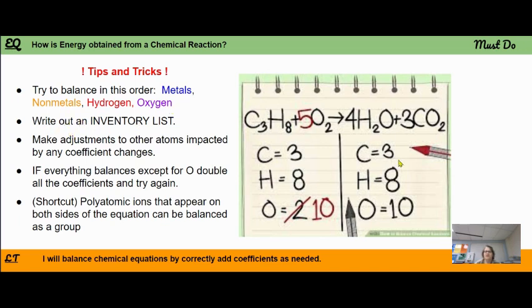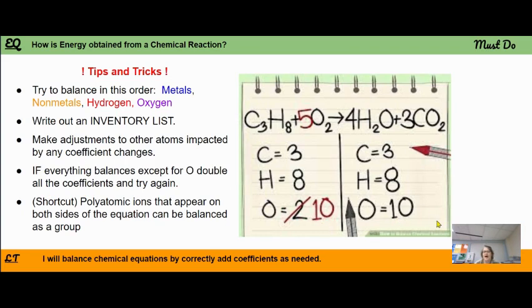Write out an inventory list, similar to what this person has done over here. They have their equation, they wrote out all of the different atoms being used, and then how many of each there are. Make adjustments to other atoms impacted by coefficient changes. So this 5 changed that O2 into 10 oxygens instead of 2. If everything balances except for the oxygens, double all the coefficients and try again.